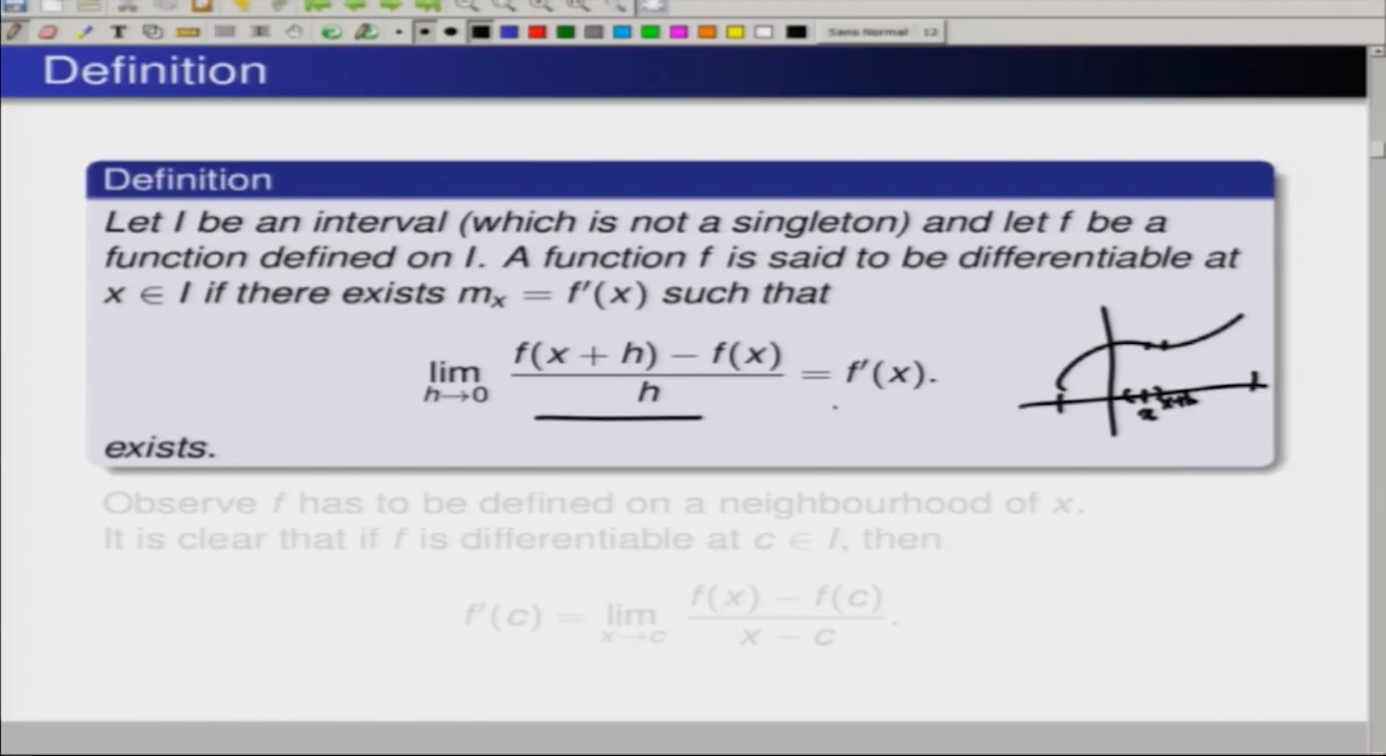So, if this limit exists, that is what we say is locally linear, right. So, now we say that if, as h goes to 0, this Newtonian quotient has a limit, and that is equal to some number which depends on the point we were choosing, then we say that f is differentiable at the point x.